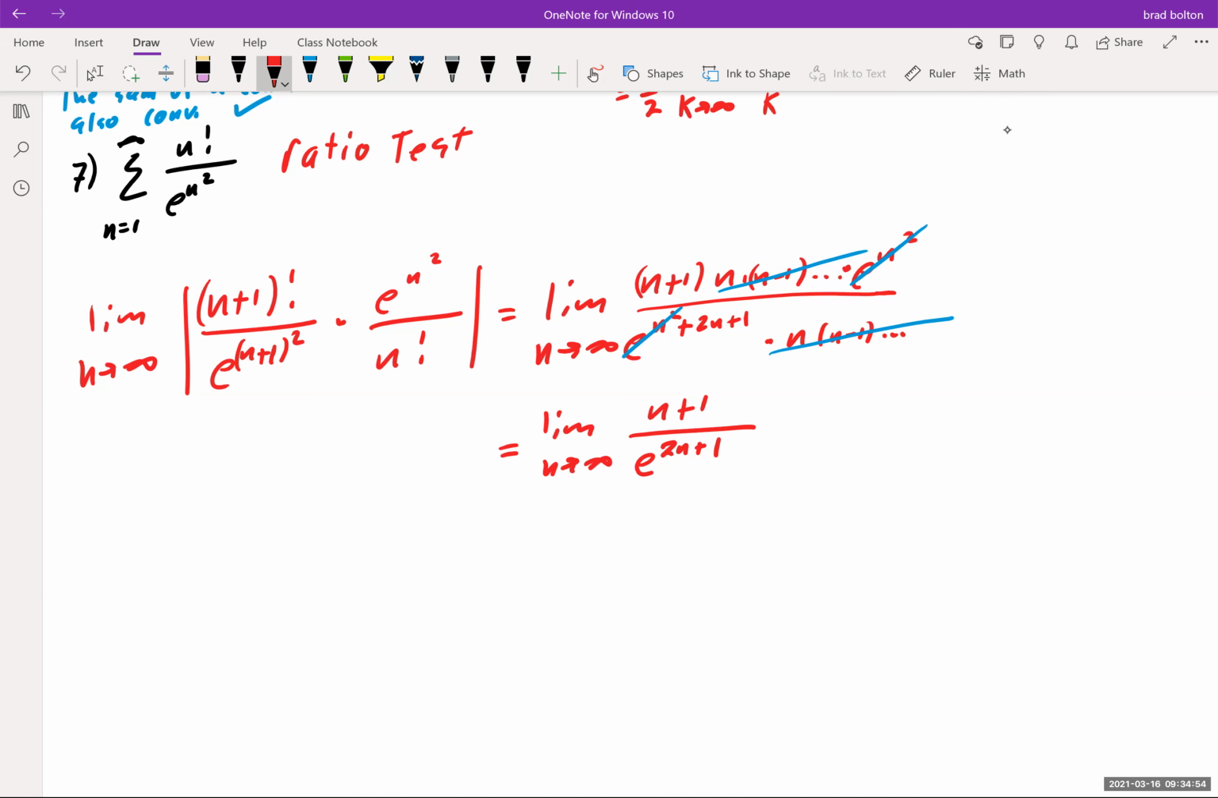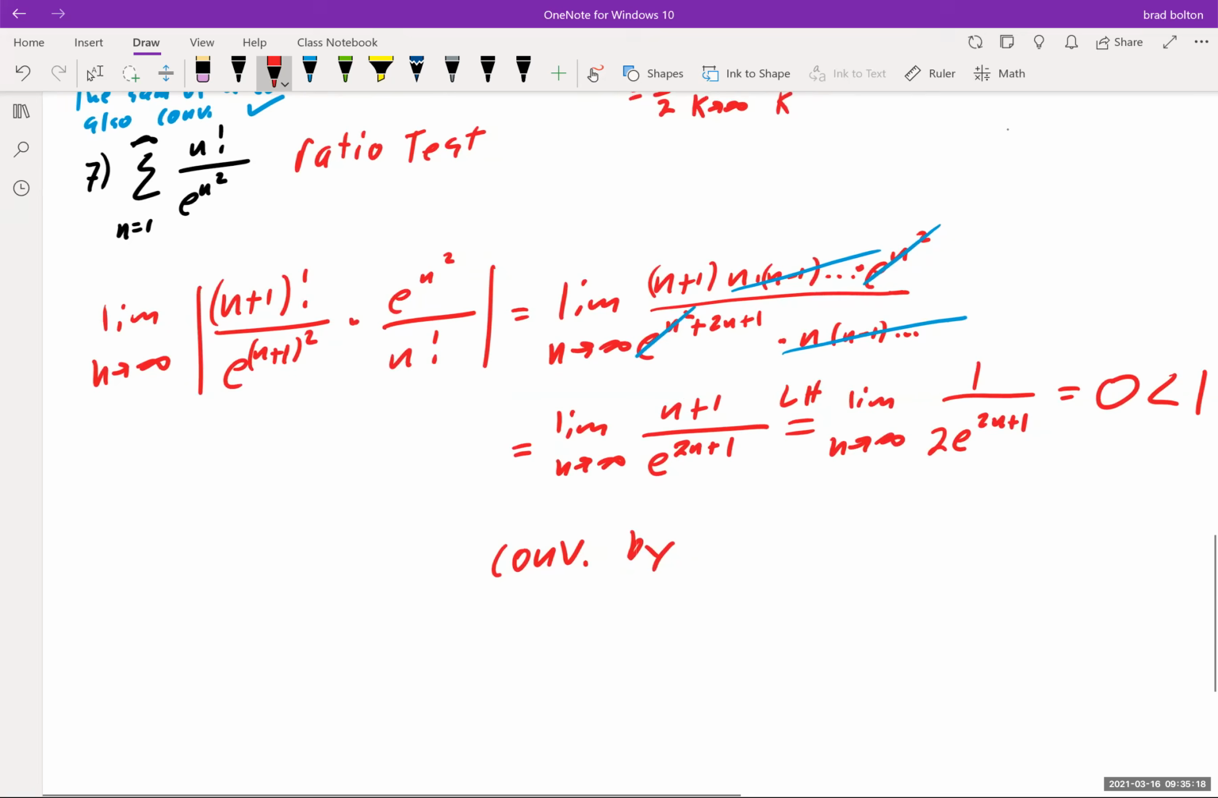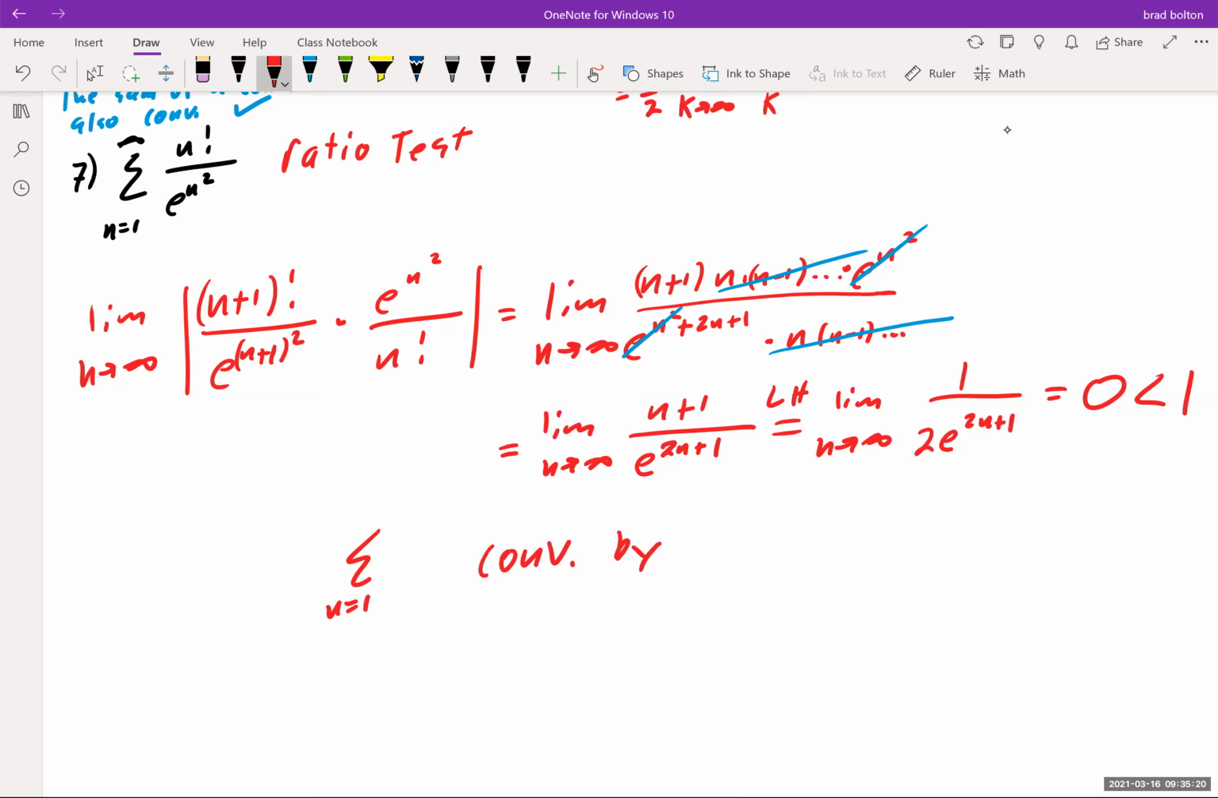Now the thing is this is basically infinity over infinity, right? So then we're going to do a little L'Hopital's. And this is going to become the limit as n approaches infinity of 1 over 2e to the 2n plus 1. But we know that that is 0, which is less than 1. So this is convergent by, and remember, I'm actually saying this series n equals 1 to infinity of n factorial over e to the n squared is convergent by ratio test.